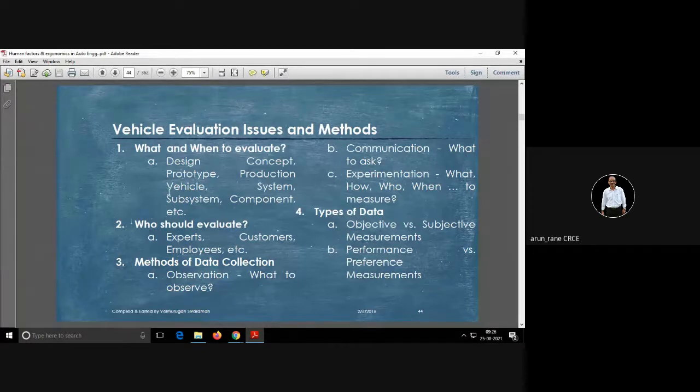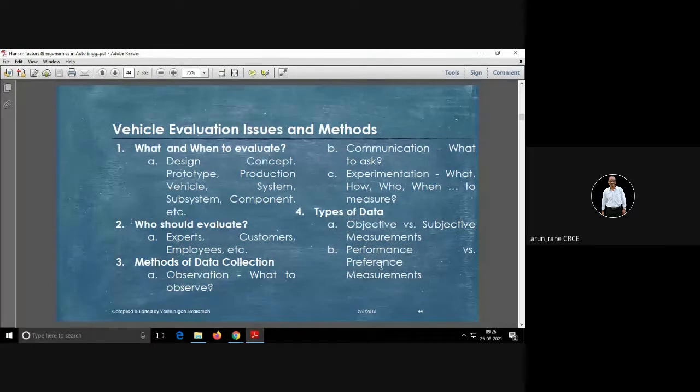Suppose you talk about vehicle evaluation issues and different methods: what and when to evaluate, then who should evaluate. That is, whether experts should evaluate, or customers, or employees, that is workers. Then what are the methods of data collection? Whether you are going to only observe, how you are going to communicate, and how to do the experimentation.